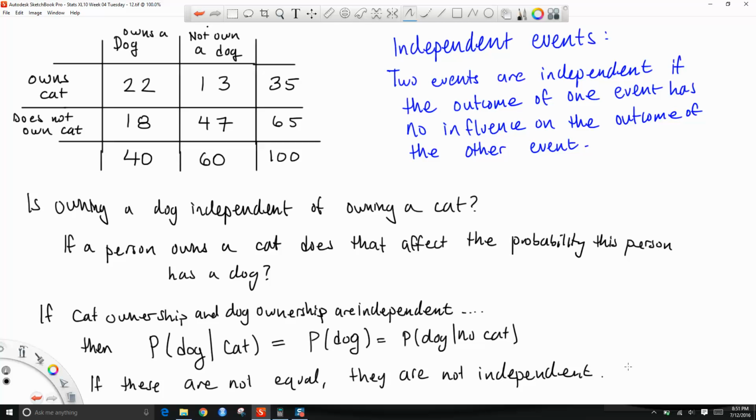Oh, wait, hang on. What if I told you this person owns a dog? What's the probability that this person is left-handed now? You'd still say 15%, because owning a dog is independent of being left-handed.